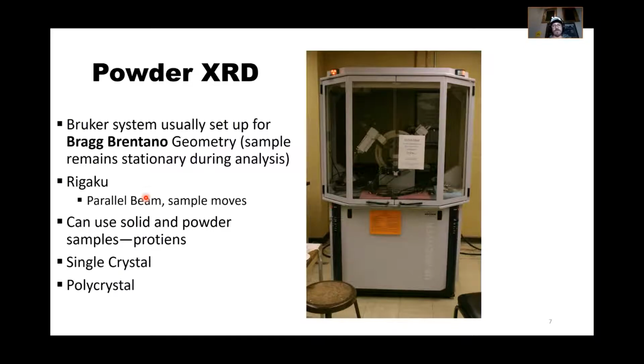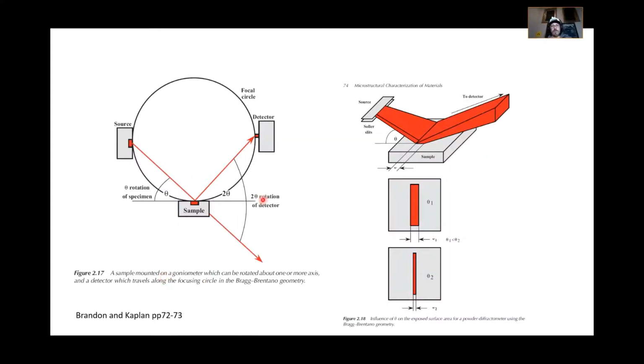Sometimes you have to get creative with how you stack up your specimen, and I'll show a picture of that. You can use solid and powder samples, proteins. You can look at single crystal specimens and polycrystalline specimens. Looking at the geometry again, I had a black and white, oblong version of this same figure in a previous lecture.